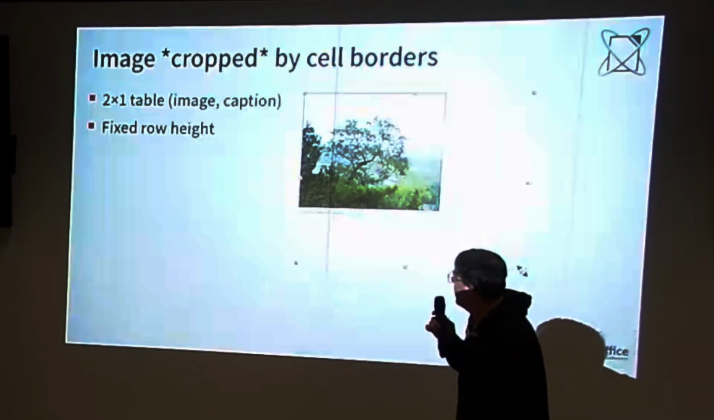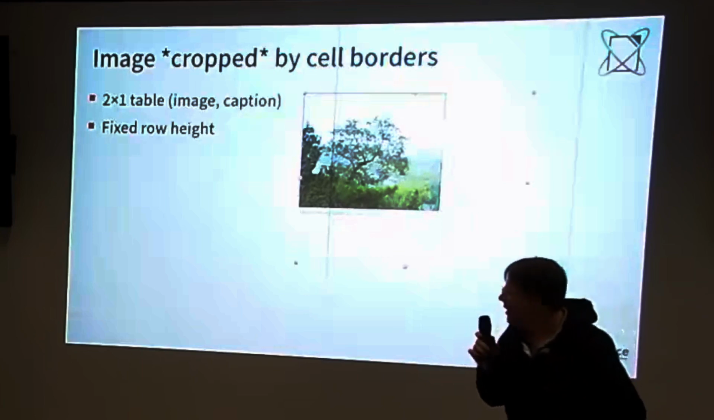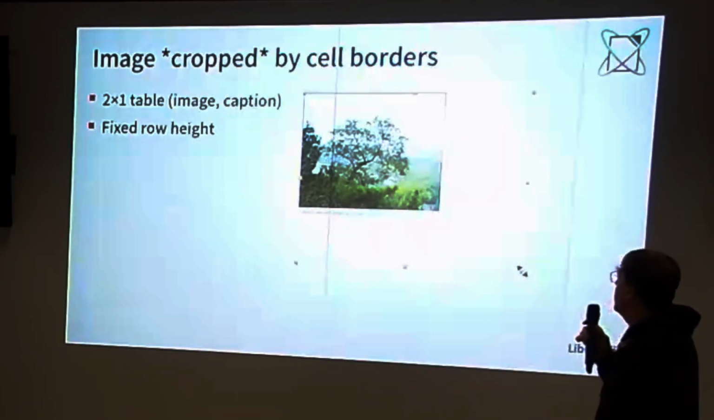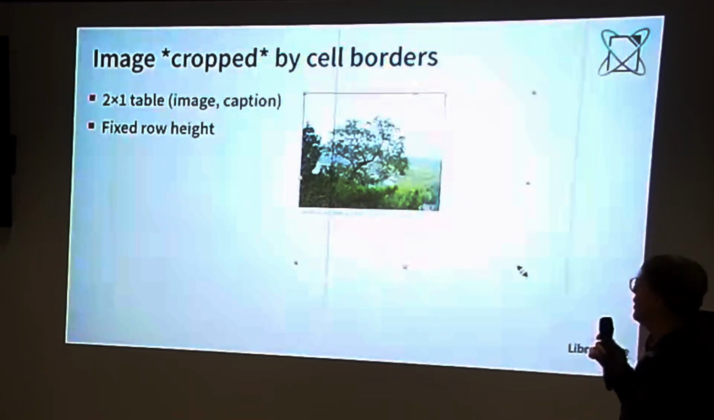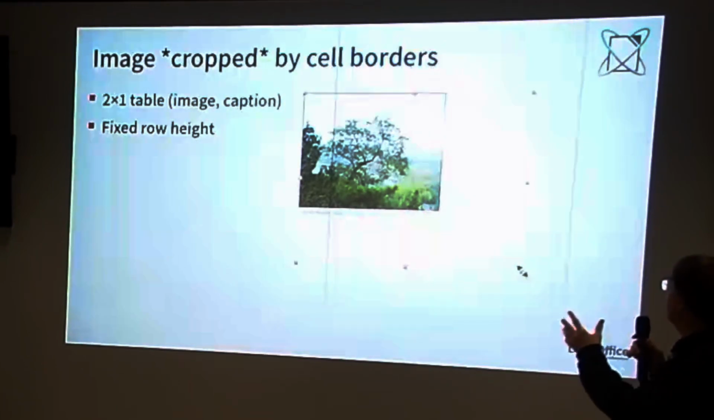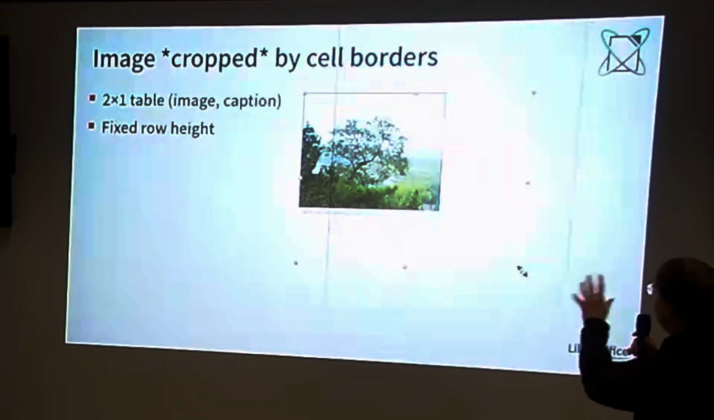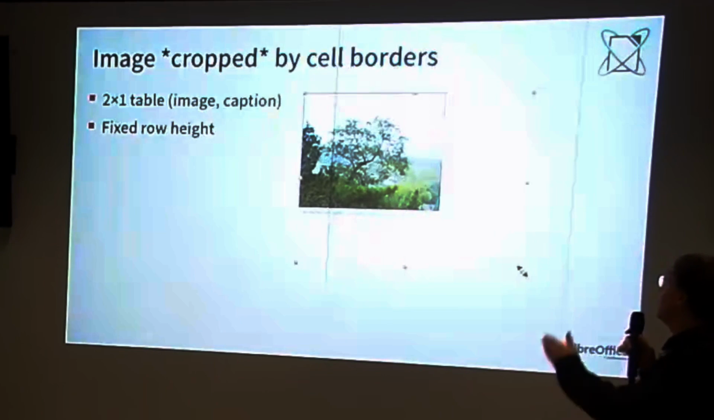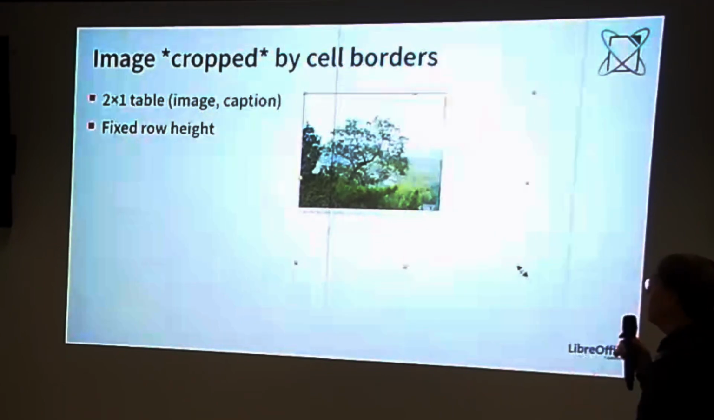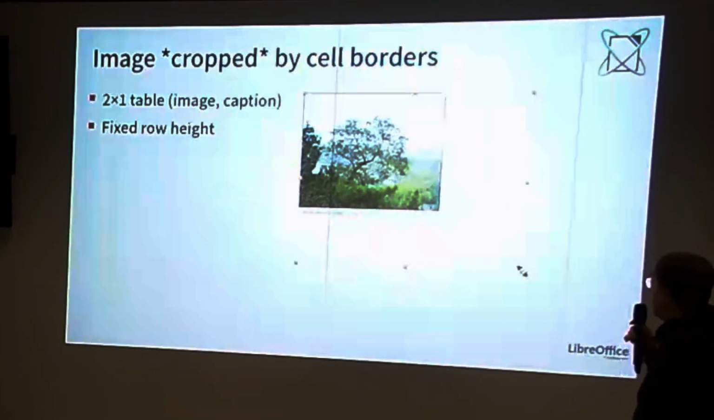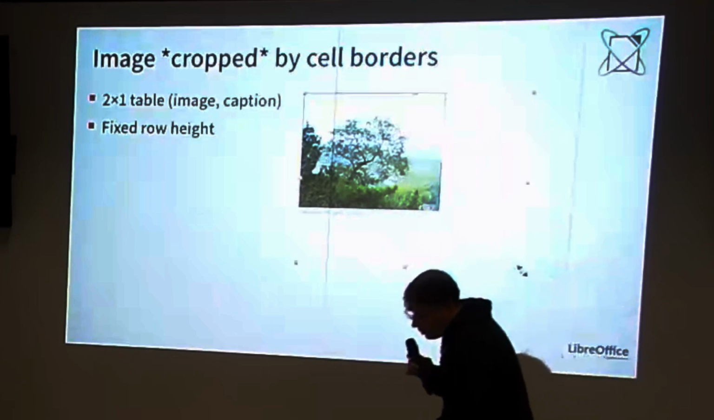So it's interesting here. The other thing is that the default setting of tables in LibreOffice makes the height of the table row follow the image size. So it's possible, and it is necessary, to set a fixed row height to get this cropping.